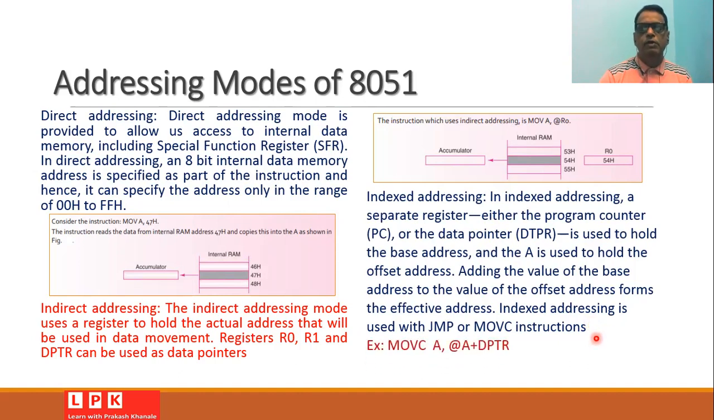For example, when we write an instruction such as MOVC A, @A+DPTR, the content of DPTR will be added to the content of A to compute the new address, and then the content located at this address will be moved to the accumulator.